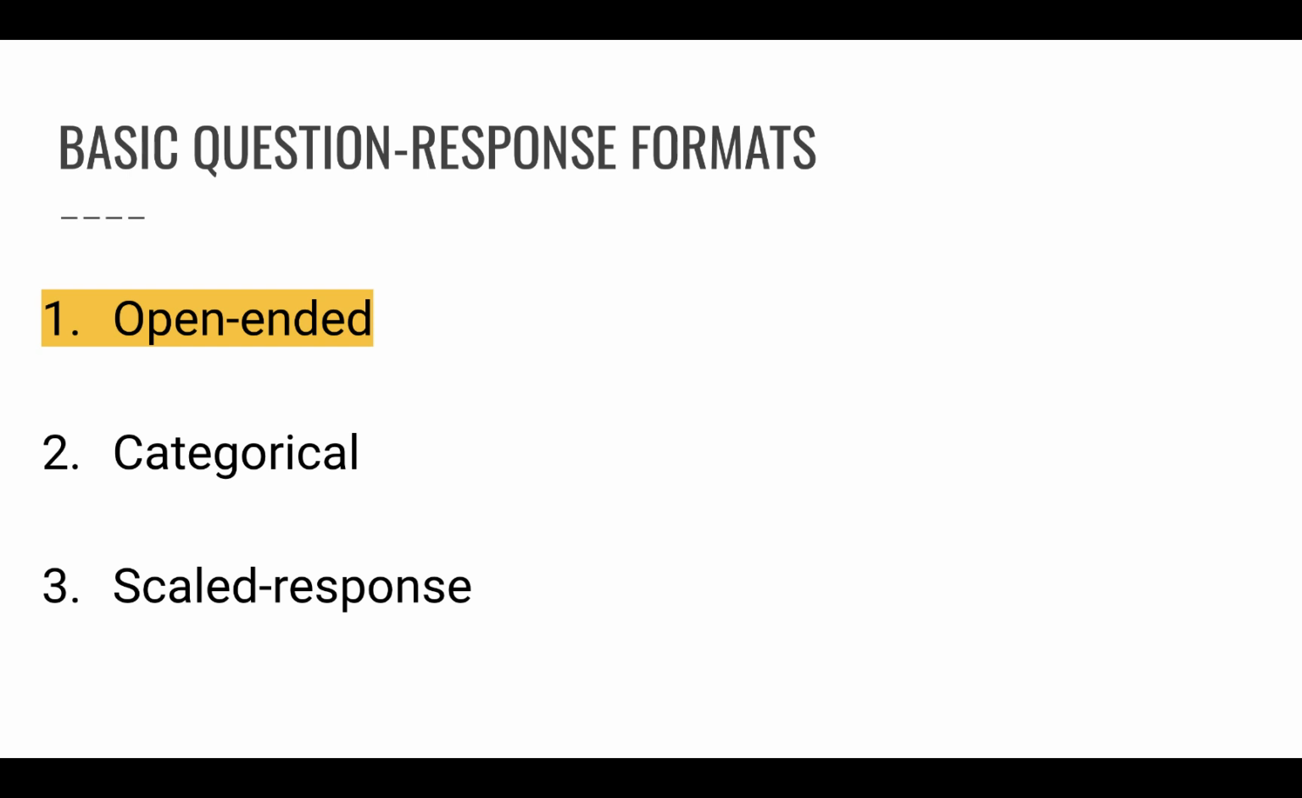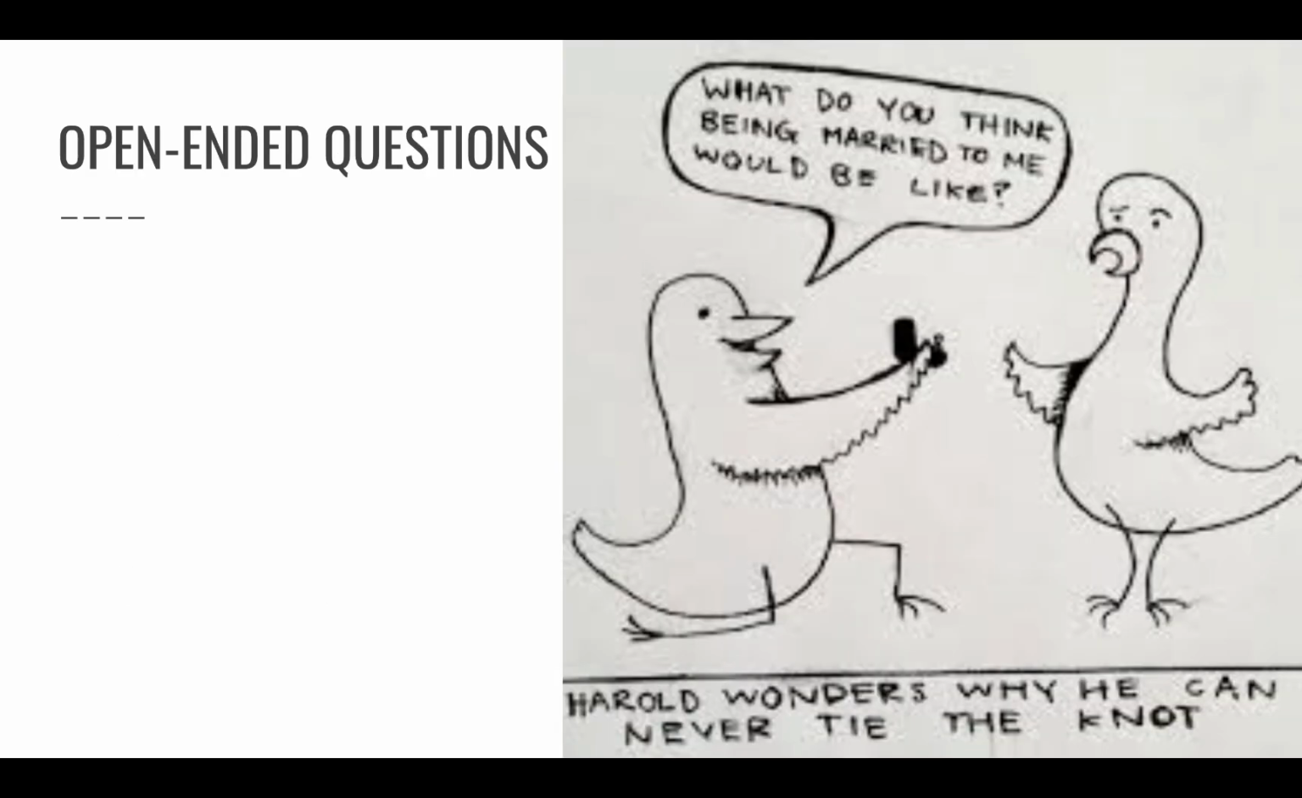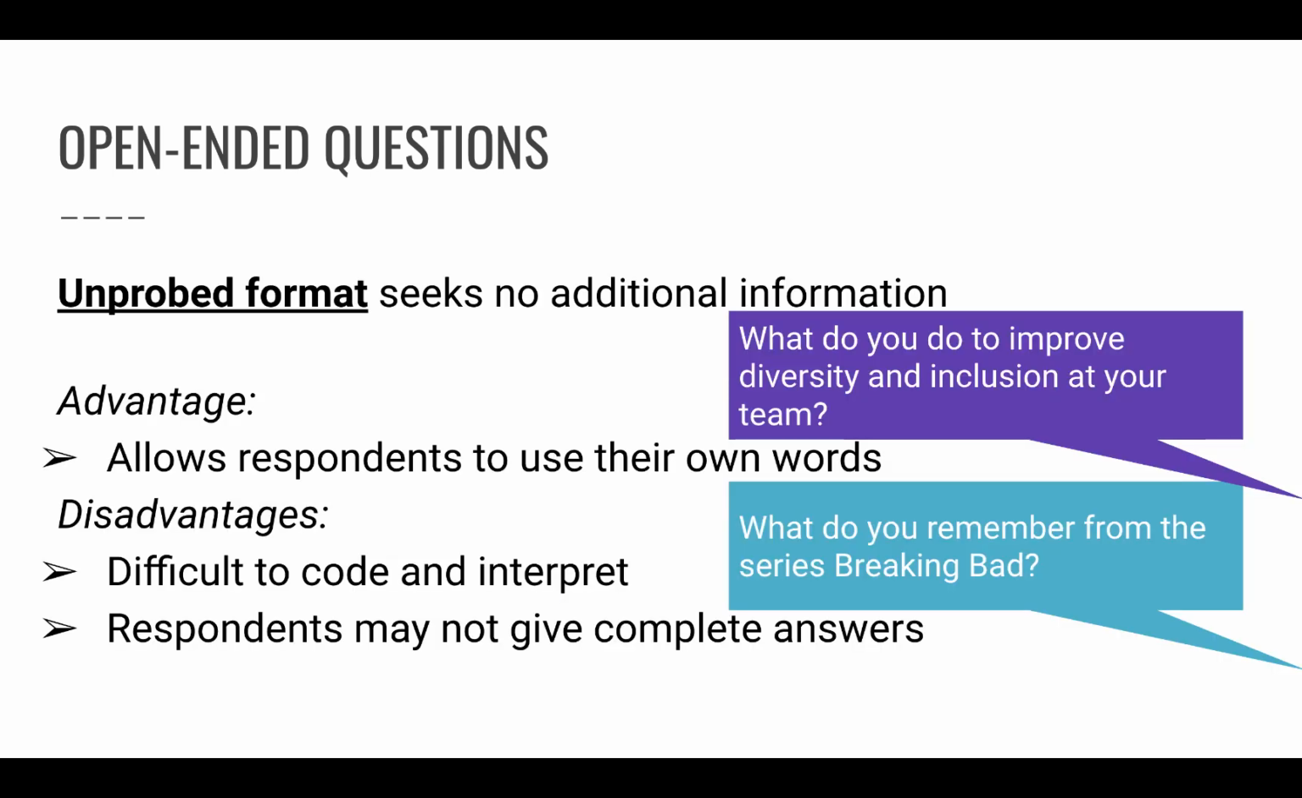So the 3 main basic question response formats are open-ended questions, categorical questions, and scaled response questions. So the open-ended questions are pretty intuitive and pretty easy to understand because they're usually just questions with an open answer, that allow respondents to answer in their own words very easily. So within the open-ended questions, we have an unprobed format or a probed format. And an unprobed format seeks no additional information.